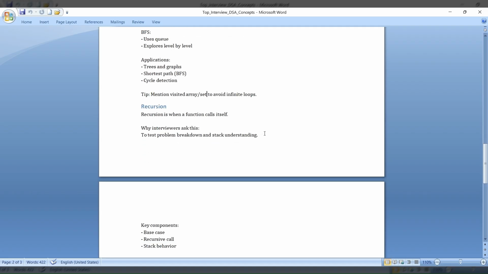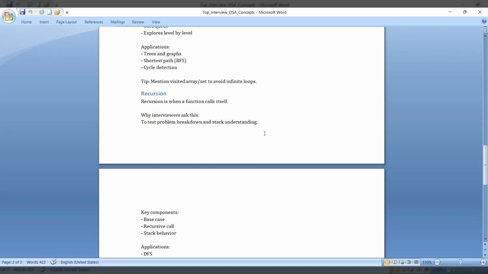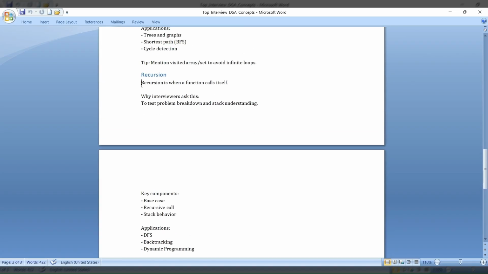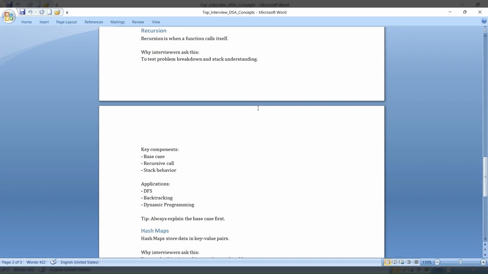Coming to the next topic, which is recursion, one of the most asked interview questions. It is basically when a function calls itself. The very first definition is that a function calling itself is known as recursion. The interviewer asks this question because it is used in DP, in graphs, in trees, and in other higher data structures. It is the most used concept in DSA. That is why the interviewer asks this question, to test problem breakdown and stack understanding.